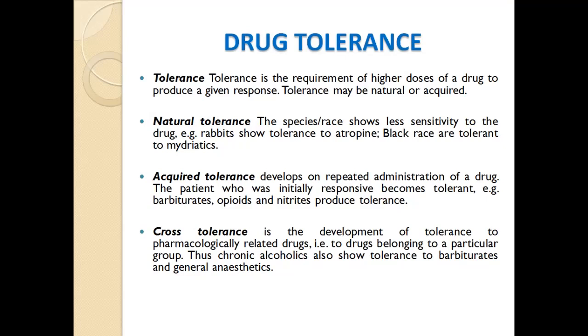Example, barbiturates, opioids, and nitrates produce tolerance. What is cross tolerance? It is the development of tolerance to pharmacologically related drugs. Example, to drugs belonging to a particular group. Thus, chronic alcoholics also show tolerance to barbiturates and general anesthetics.